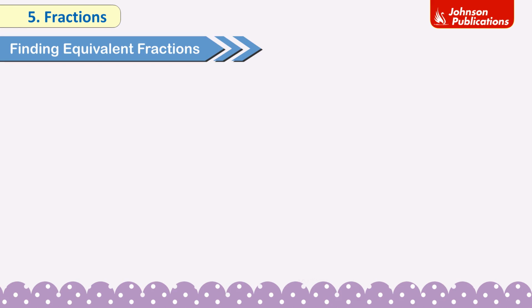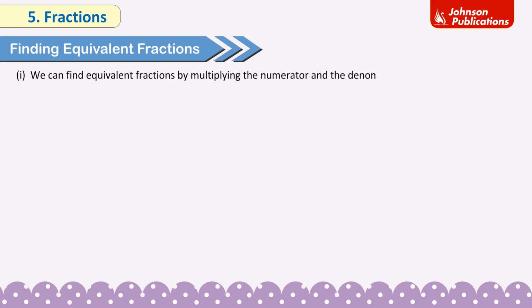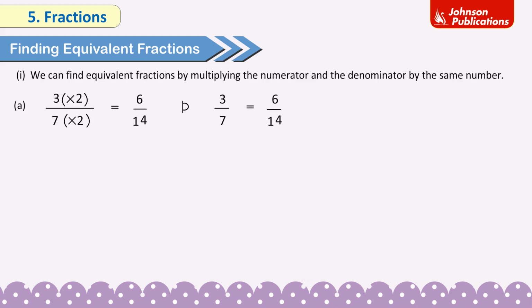Finding equivalent fractions. 1. We can find equivalent fractions by multiplying the numerator and the denominator by the same number. A. 3 multiplied by 2 by 7 multiplied by 2, which is equal to 6 by 14. So 3 by 7 is equal to 6 by 14. B. 4 multiplied by 3 by 5 multiplied by 3, which is equal to 12 by 15. So 4 by 5 is equal to 12 by 15.